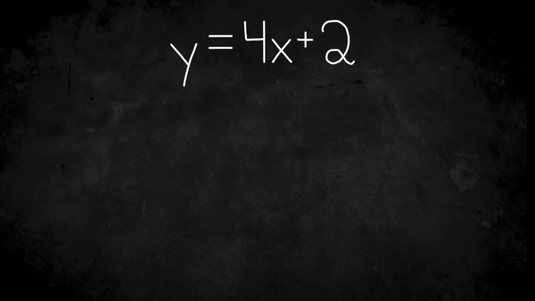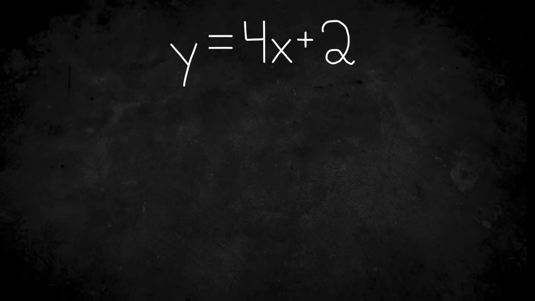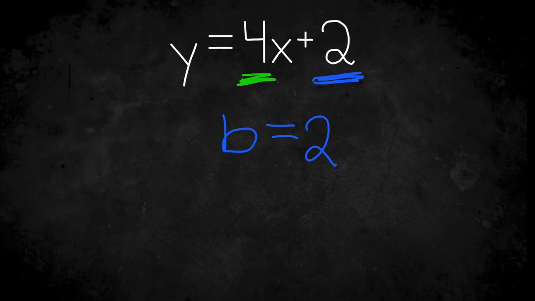Now let's try problems. First, what we need to do is identify what the slope and y-intercept are. To find the y-intercept, you would see the number we're adding with x, and that in this case is 2. So we have b, the y-intercept, equals 2. Now to find the slope, we look at the coefficient with x, which in this case is 4. So m, or the slope, equals 4.